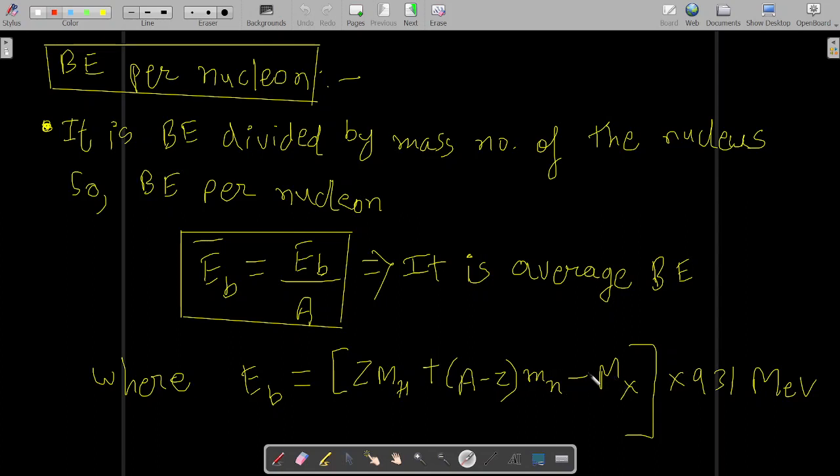All these things we have found out in the previous classes, and all the things in the bracket are given in atomic mass units. So after multiplying that by 931 mega electron volt, we get the binding energy. This we have already found out in the previous lectures.